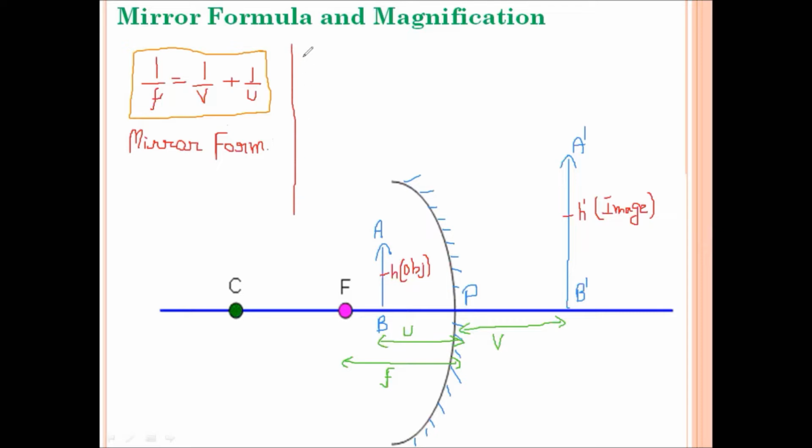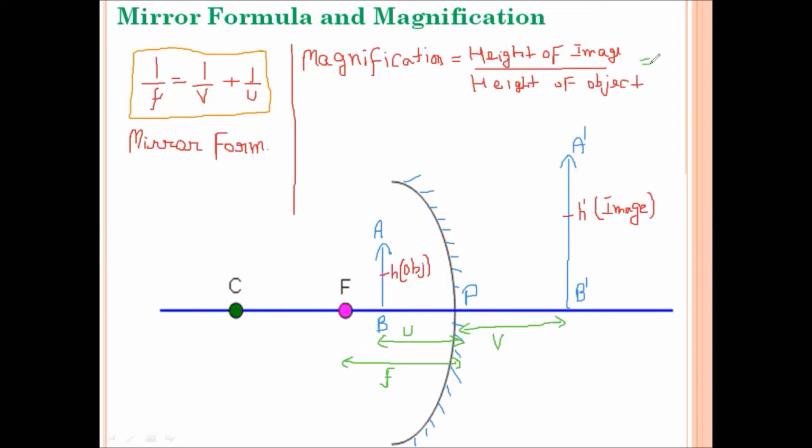Next we have magnification. The formula of magnification is given by the ratio of height of image to the height of object. In this case, we can write the height of image as h dash and the height of object as h. The formula can be written as h dash by h. There is another formula of magnification, that is negative of the ratio of image distance to the object distance. Here image distance is denoted by v and the object distance is denoted by u. So we can write minus v by u.